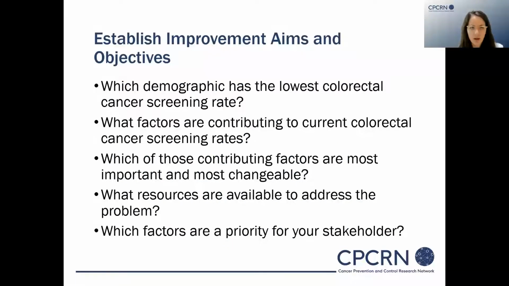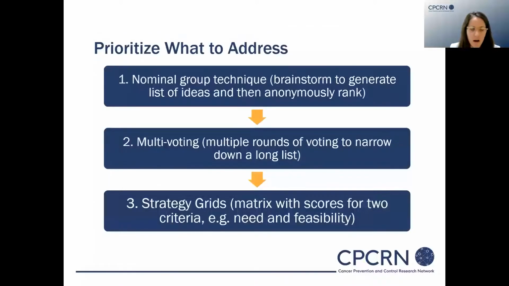So thinking about writing your aims and your objectives, you want to ask yourself questions like which demographic had the lowest cancer screening rate, what's contributing to the cancer screening rates, and also what's most changeable and what resources are available to address the problem. And it's also important to ask what factors were a priority for your stakeholders. A lot of that information we already have from all the data we collected.